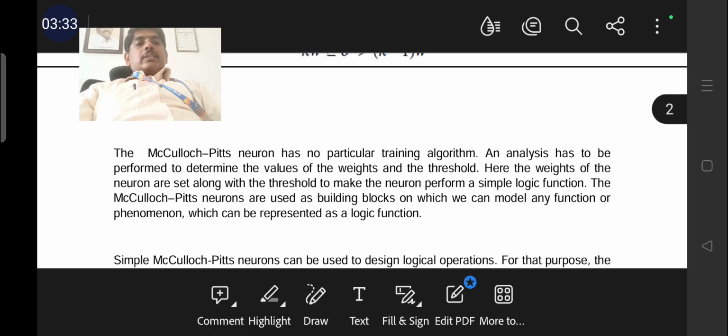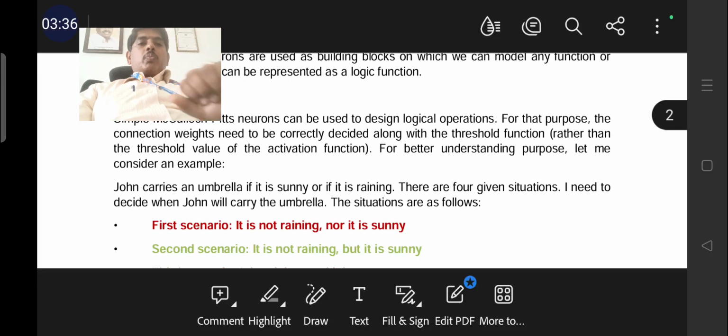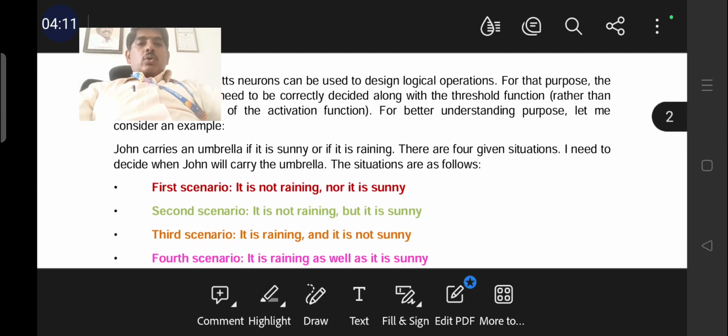Let us see one best example of the McCulloch-Pitts neuron model. John carries an umbrella. I already said that this model is used for logical functions, like the AND gate, OR gate, XOR gate. We have to apply this neuron model to those gates. So see this example: John carries an umbrella if it is sunny or if it is rainy. There are four given situations, and I need to decide when John will carry the umbrella.